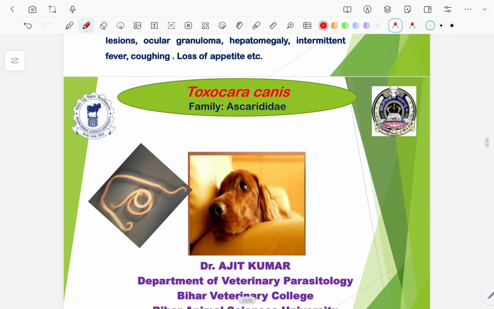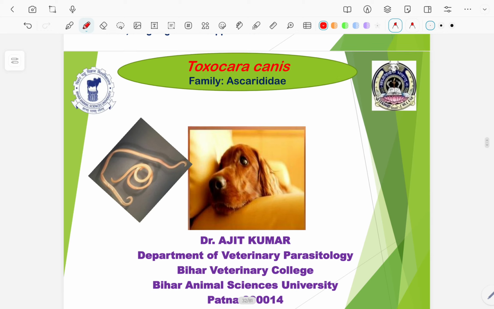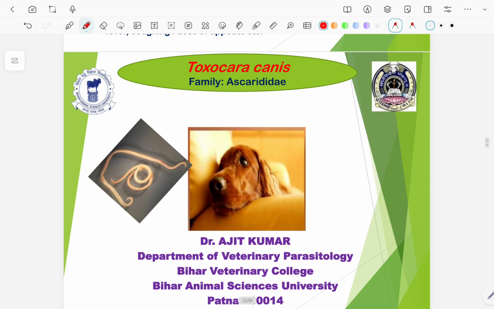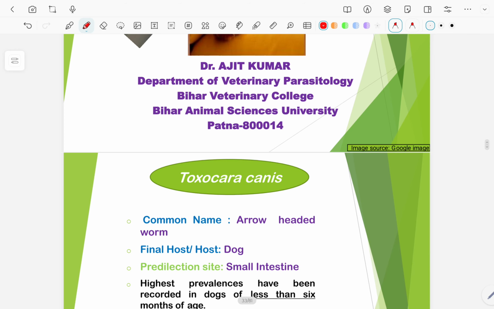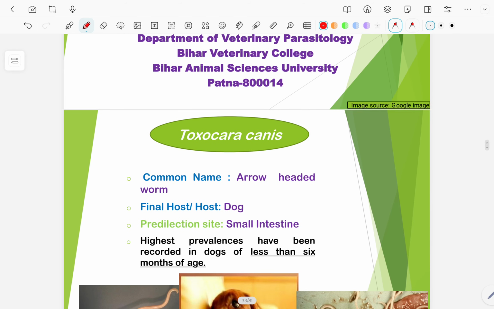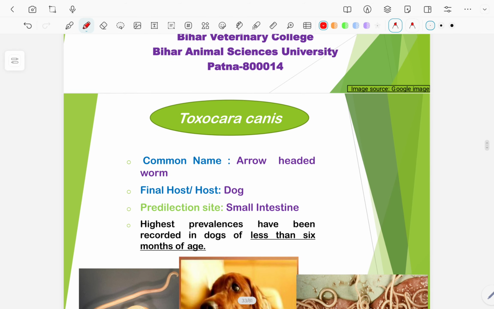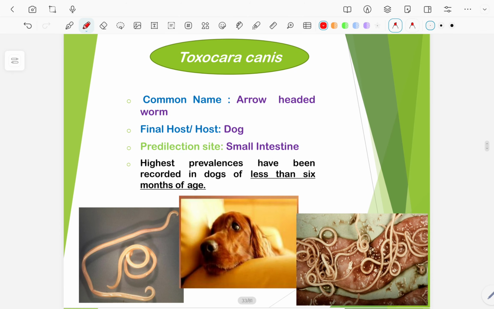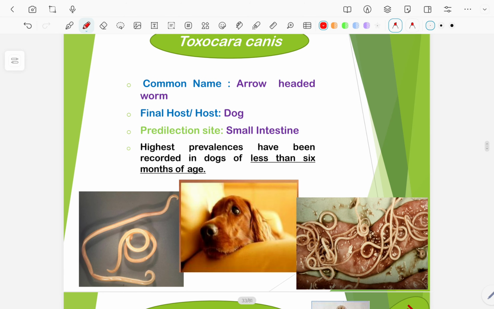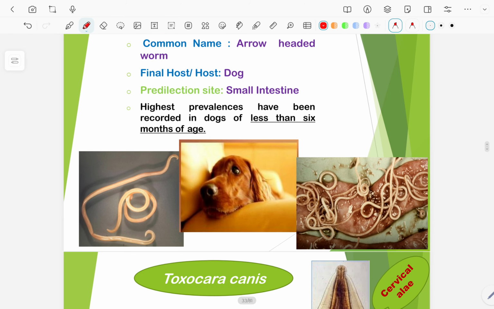Toxocara canis, family Ascaridae. Common name: arrow-headed worm. Final host: dog. Predilection site: small intestine. Highest prevalence has been recorded in dogs of less than 6 months of age.